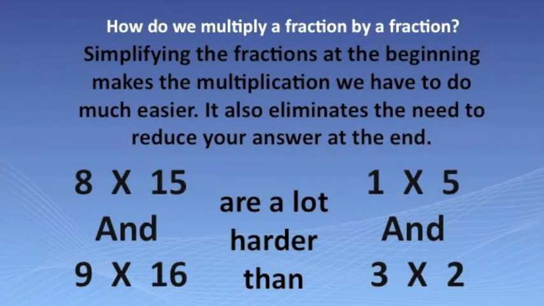Simplifying the fractions at the beginning of the problem makes the multiplication you have to do much easier. It also eliminates the need for you to reduce your answer at the end of the problem. Think of our simple answer that we got in our last example, 5/6. Imagine getting 5/6 from having to mess with 8 times 15 and 9 times 16. Those numbers are a lot harder than just multiplying 1 times 5 and 3 times 2, which you can do in your head. And 1 times 5 and 3 times 2 don't need to be reduced after you multiply.